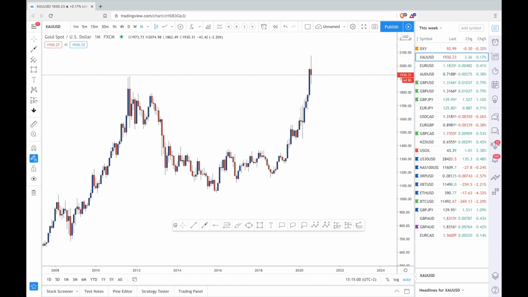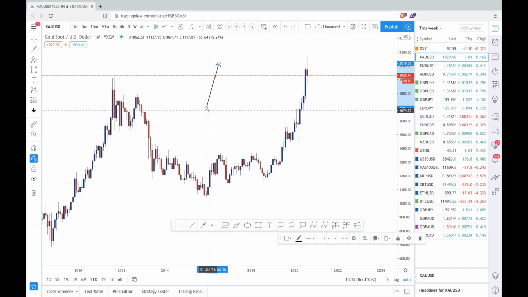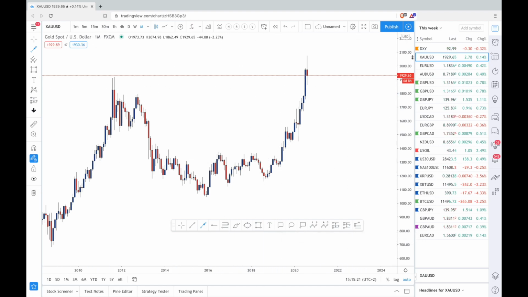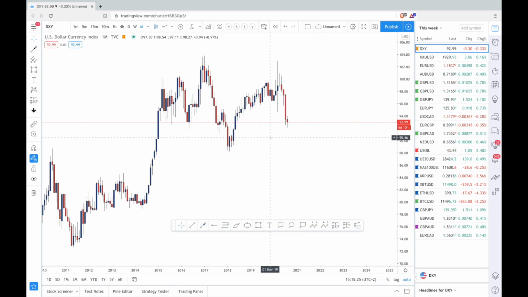Always when the DXY is going to the upside, all the other pairs are going to the downside. But in this case, I see the DXY dropping, so therefore also gold, Euro USD, Aussie dollar, GBP USD, all these pairs are going to move to the upside. And this is what I want to break down in this video, and I will start with the DXY from the monthly chart.